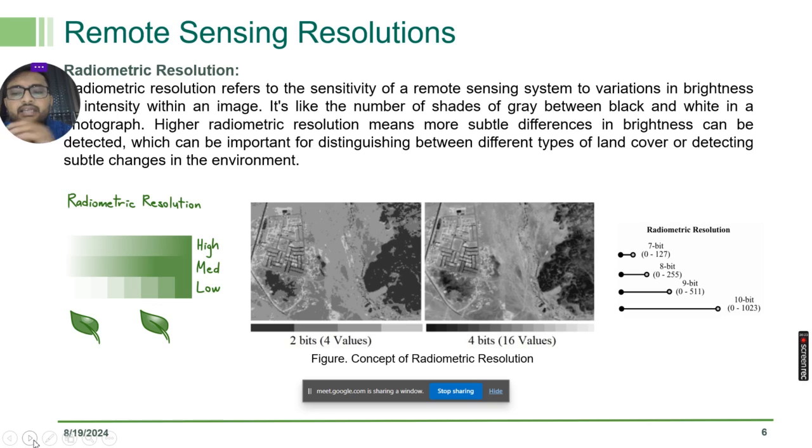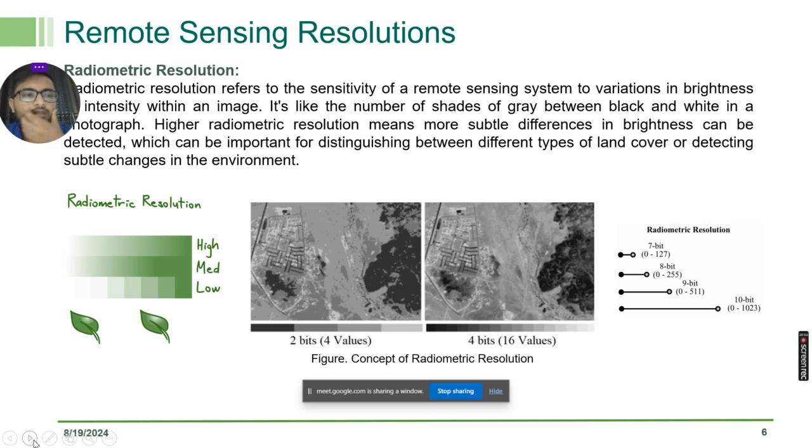If the reflectance for one leaf is 50 and for the other is, let's say, 10 or 20, we can differentiate them easily. But if the difference is very small, where one leaf's reflectance is 50 and the other is just 45, then it becomes quite difficult to differentiate between these two leaves.